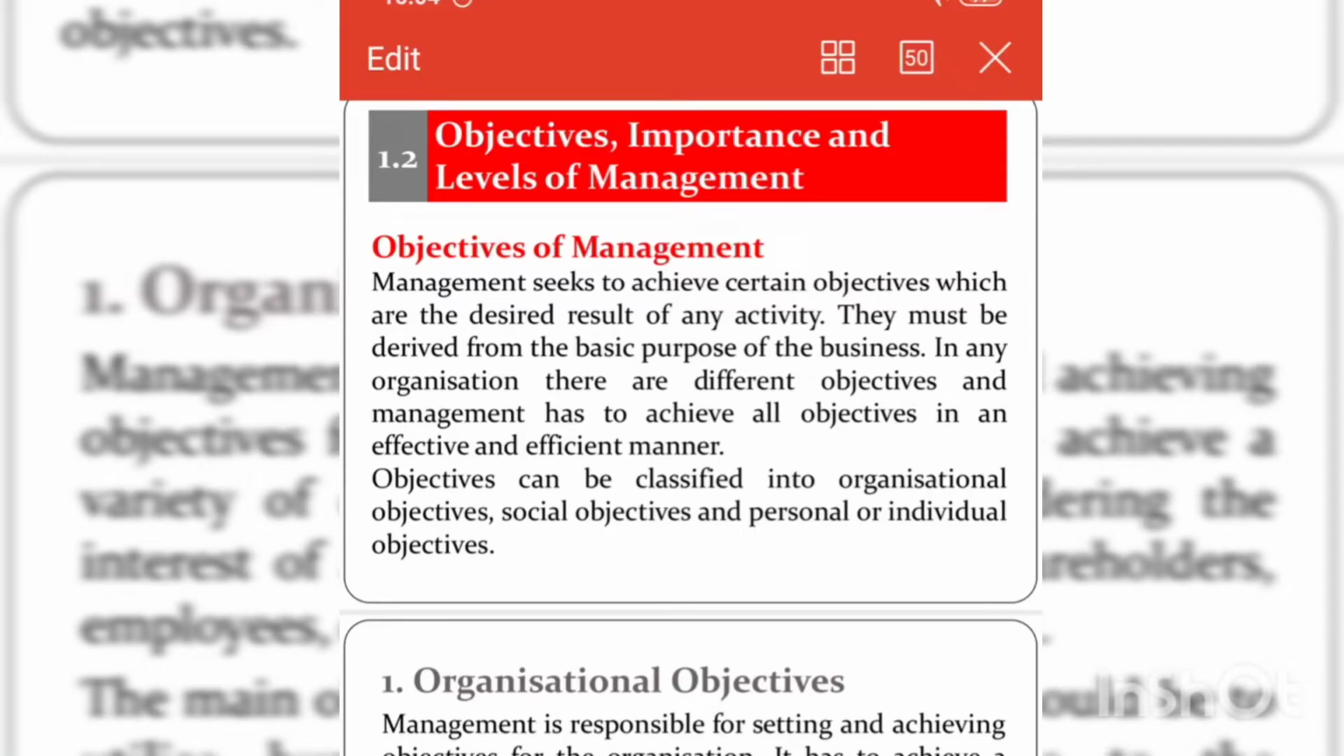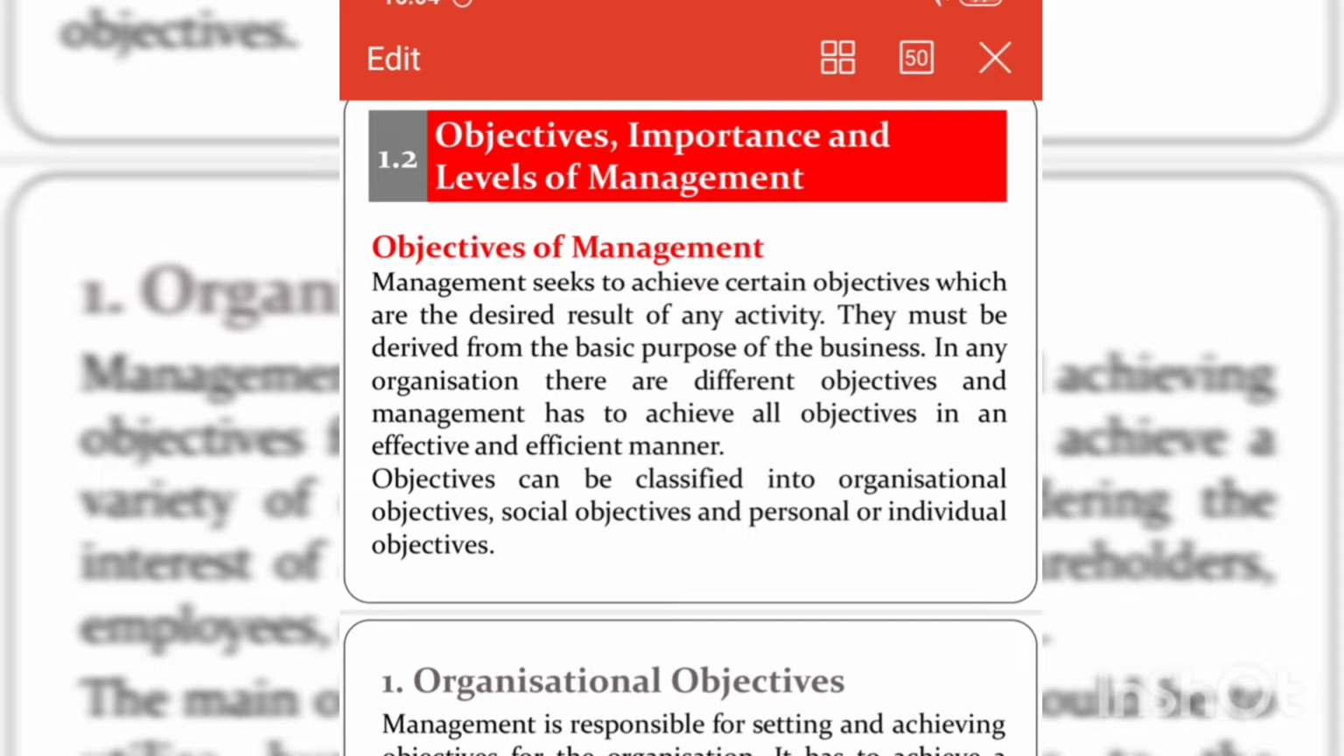Welcome back, students. Today we will discuss objectives, importance, and levels of management. If we talk about objectives of management, we are talking about certain objectives which are derived from the basic purpose of the business. Objectives are the ends towards which all activities of an organization are directed.